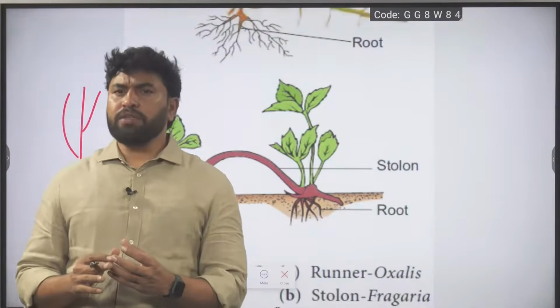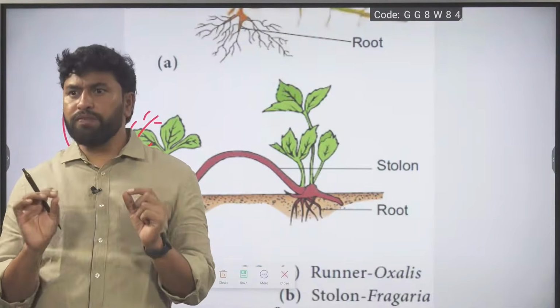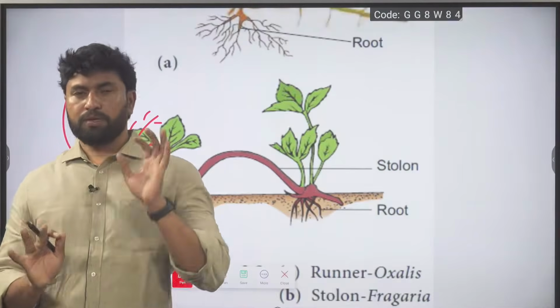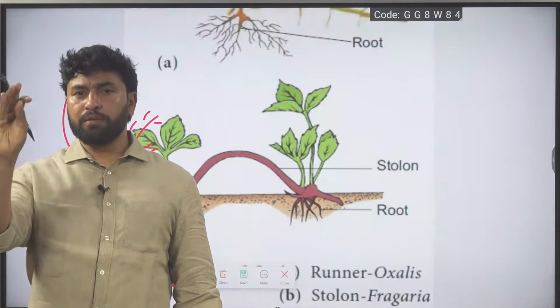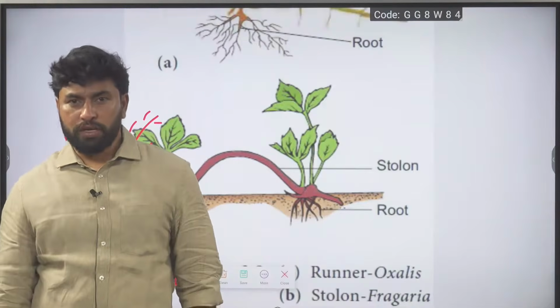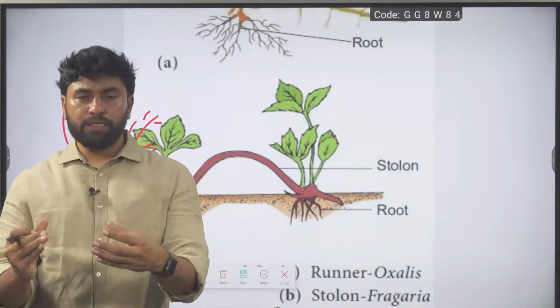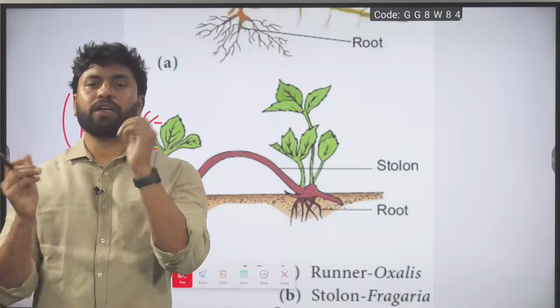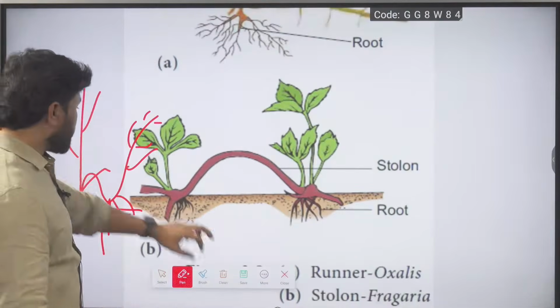Generally we see it in jasmine, nerium, etc. The stolon phenomenon often works out. What happened? Take a branch which is near to the soil, bend it and make a part of that stem touch the soil. Wherever it touches the soil, it is able to develop new branches, new roots, and ultimately it can grow like a new plant. This is called stolon.